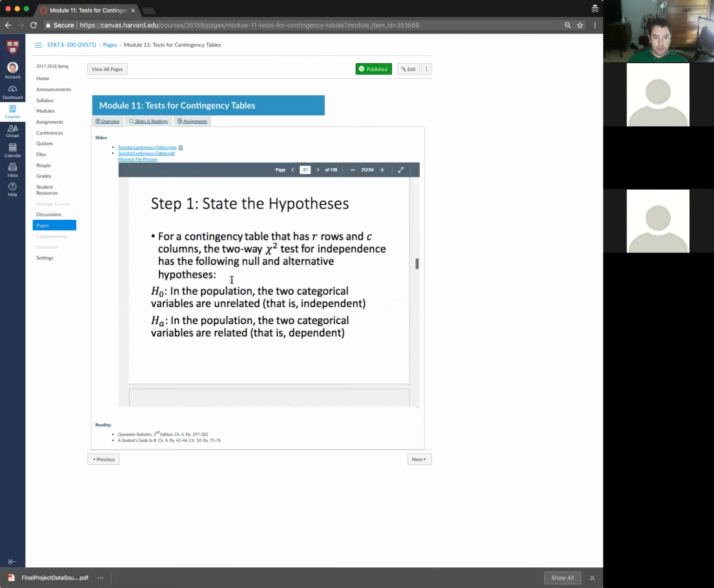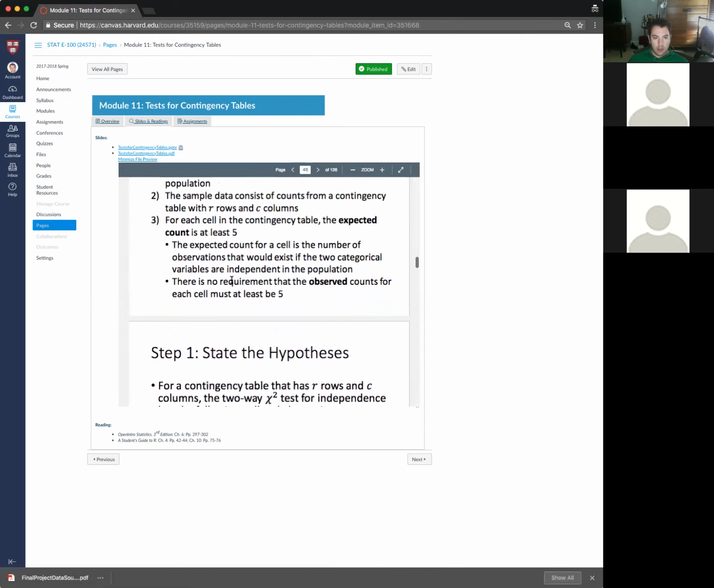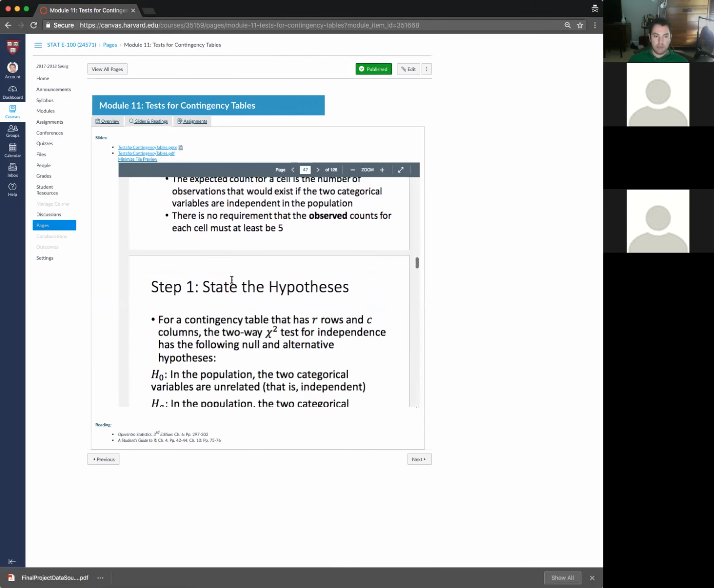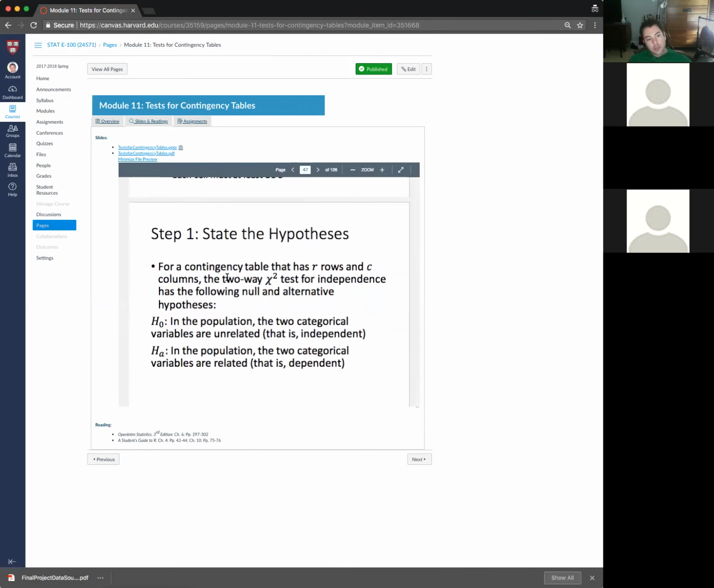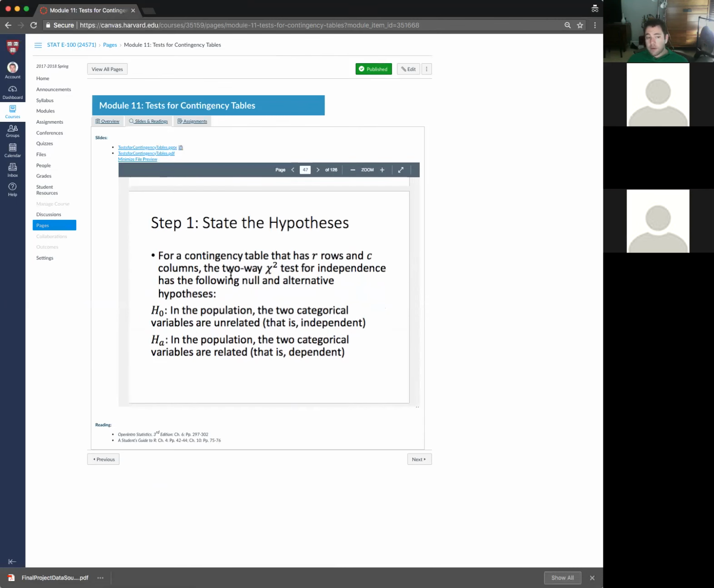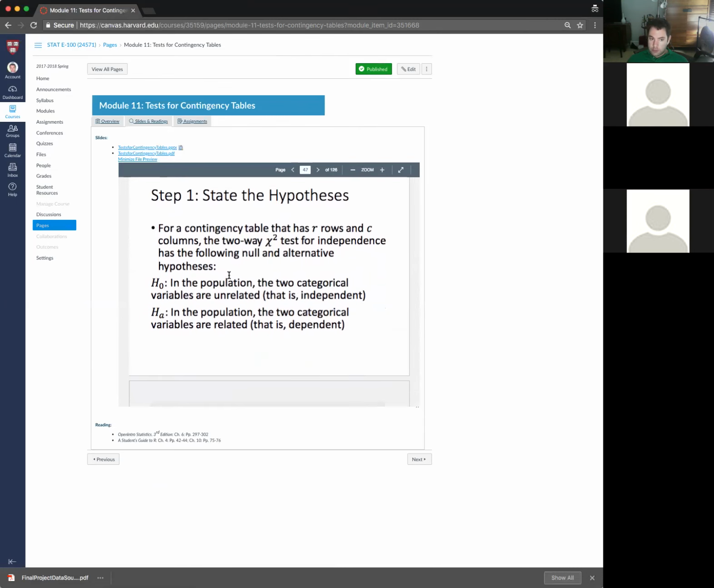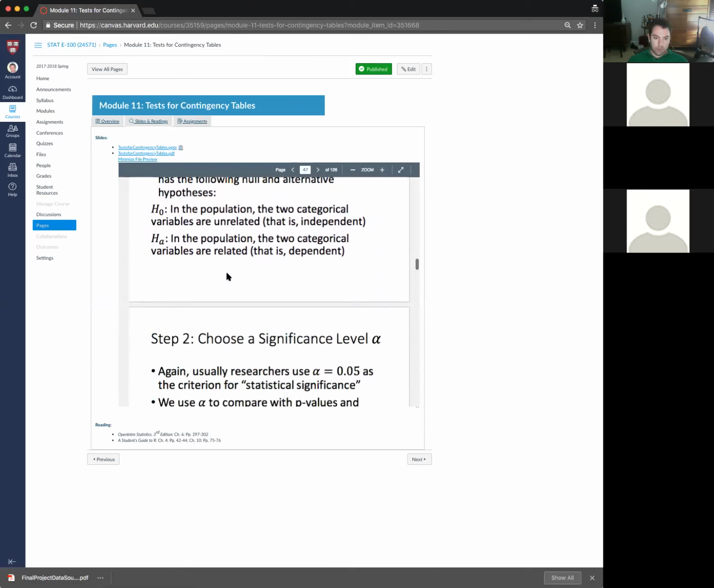So again, it's the same assumptions, right? We want to make sure that in each cell, we have at least 5 expected counts in order to do the chi-squared. So the hypotheses for the test of independence: the null hypothesis will say that in the population, the categorical variables are unrelated. That is to say that they're independent, right? And the alternate hypothesis will be that in the population, the 2 categorical variables are related. That is to say that they are dependent.